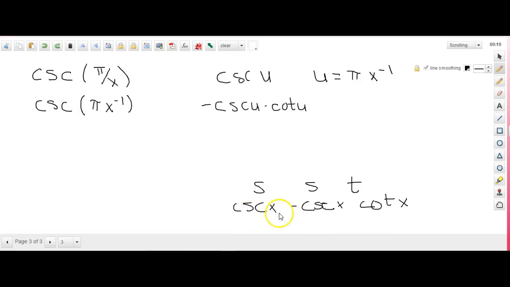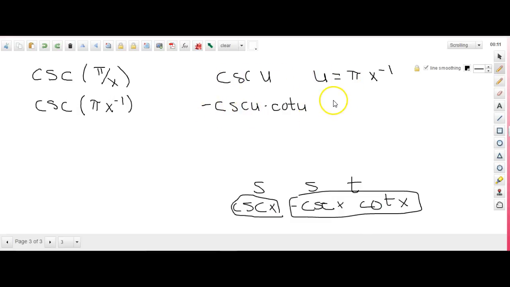So derivative of cosecant is negative cosecant times cotangent. So we just used the associated secant, kind of goes with cosecant. Tangent goes with cotangent. So you put those same ones, but with the cosecant and cotangent. So there's our derivative of cosecant.